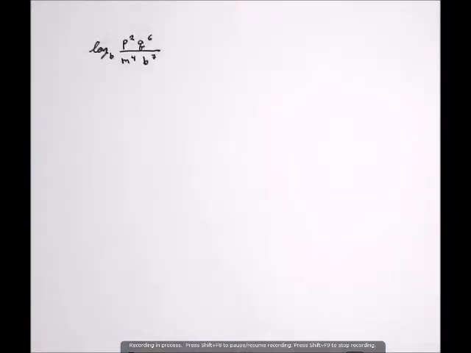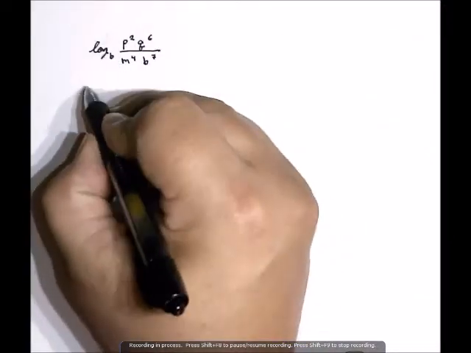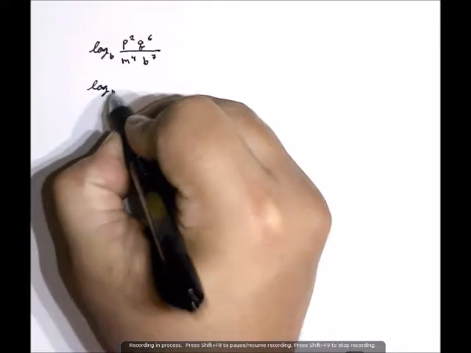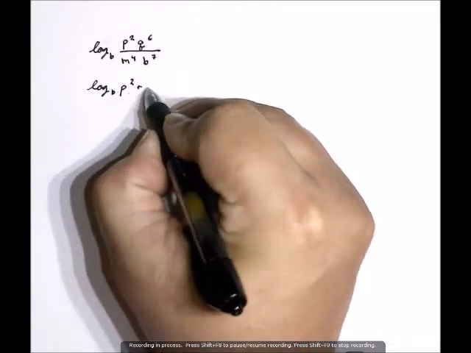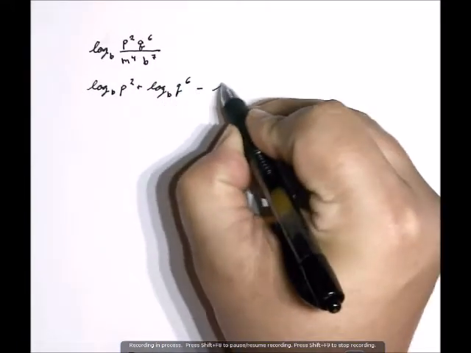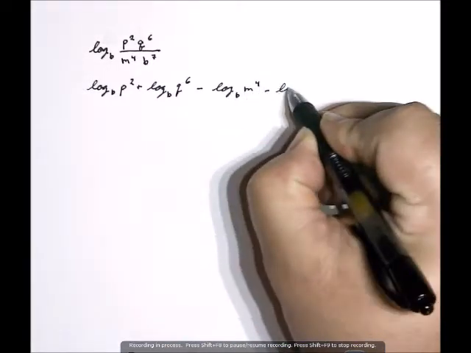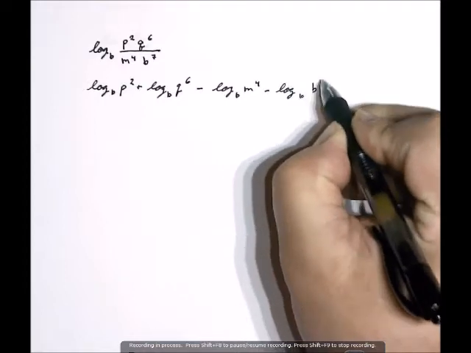So the two main things you're going to be doing in this section are completely expanding and condensing logarithms. So you'll be given something that looks like this, and you'll be asked to completely expand that logarithm. So what you're going to do first is get rid of the multiplications and the divisions. So let's do that. So that would leave log base b of p squared, plus log base b of q to the 6th, minus log base b of m to the 4th, minus log base b of b to the 7th.